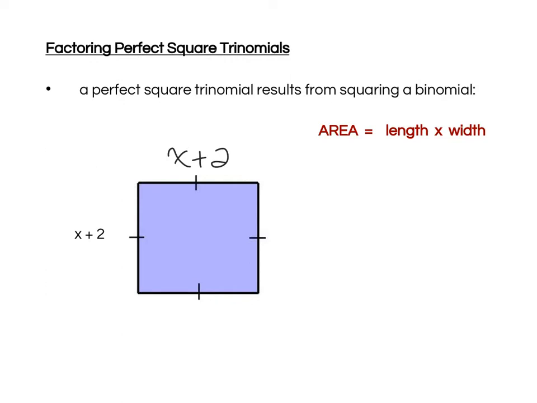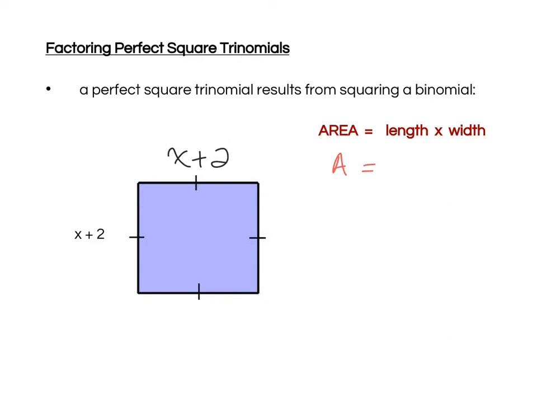So when I say in the statement at the beginning that a perfect square trinomial results from squaring a binomial, this is what I mean. Well, I know that area is equal to length times width, right? And in the case of a square, I really just have that area is equal to the length squared.